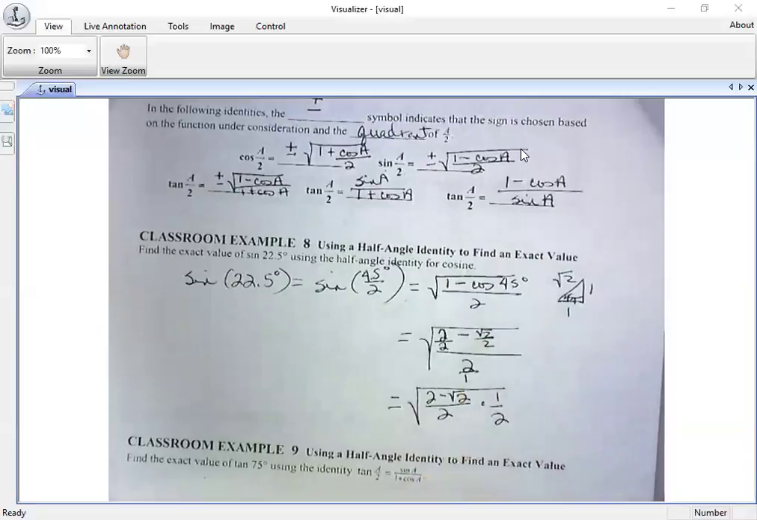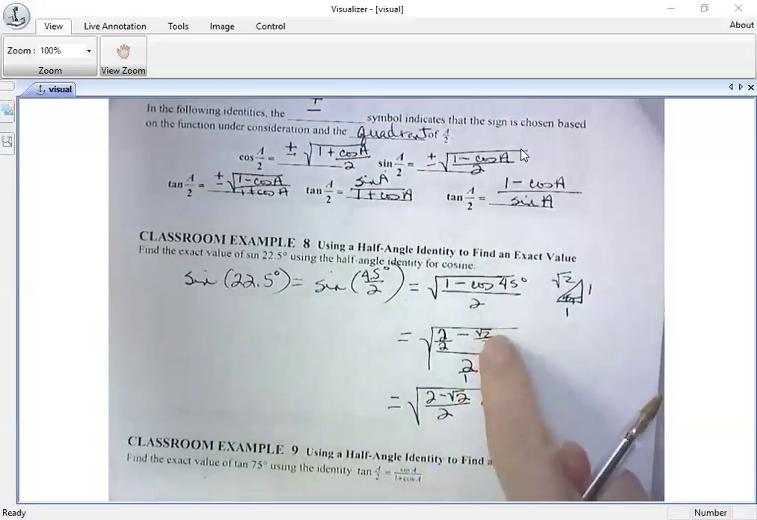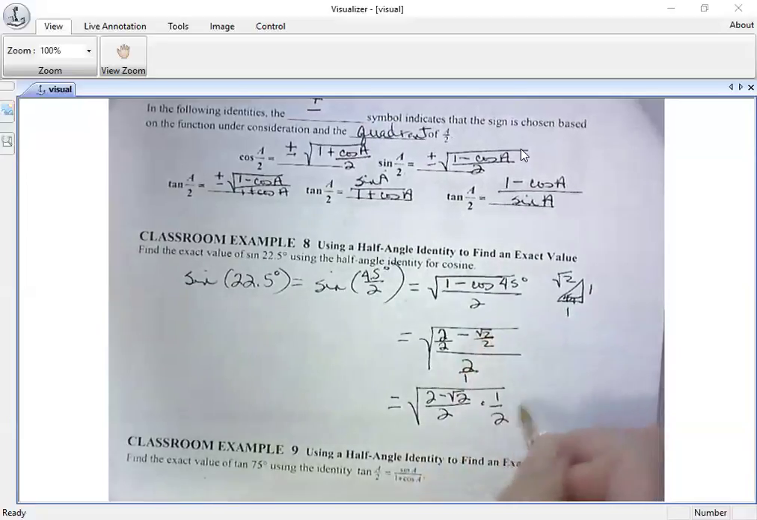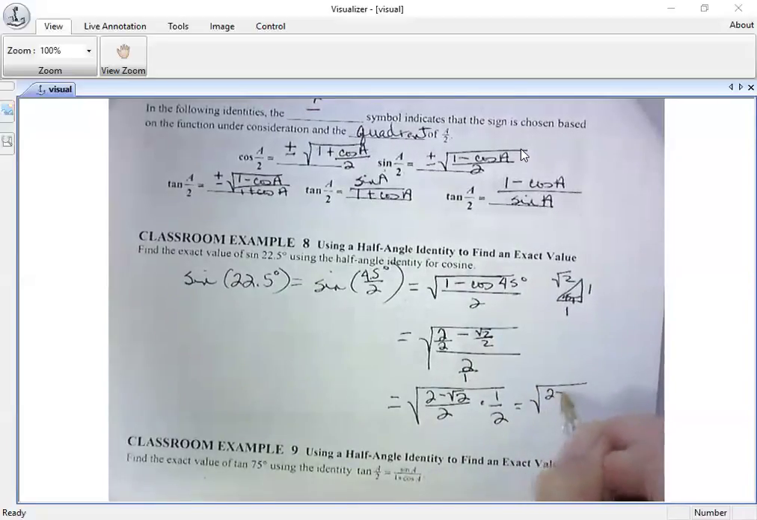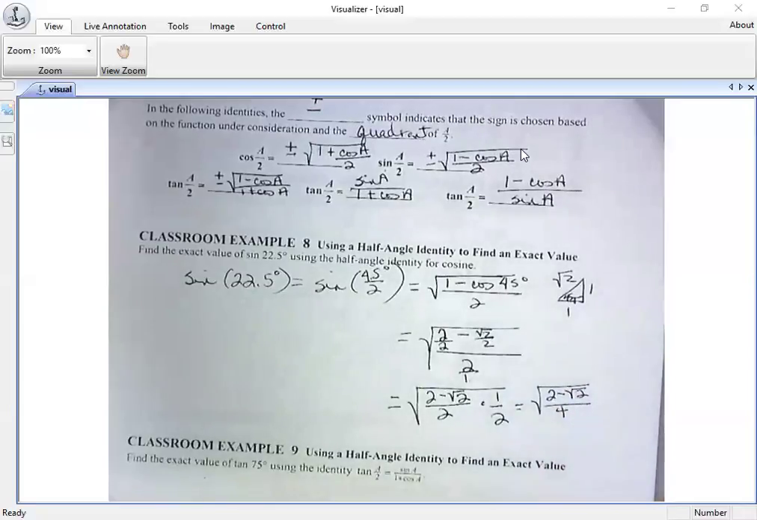Right? So I don't have a fraction over a fraction. I can leave, change, flip. And now that gives me the square root of 2 minus the square root of 2 over what? 4. Now, in terms of cleaning this up, I can't do anything really with my numerator. But remember, if I'm taking the square root of a fraction, it's the same thing as the square root of the top over the square root of the bottom.